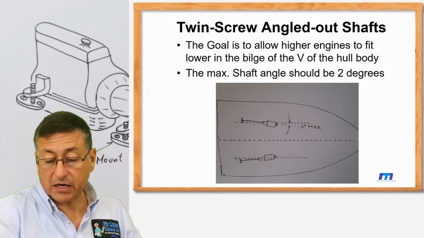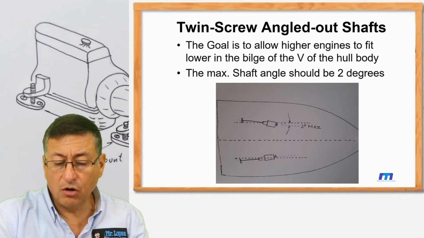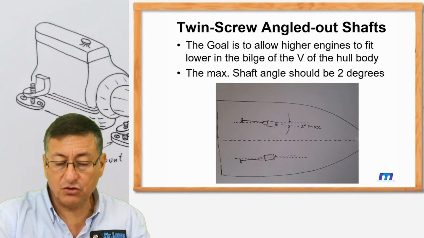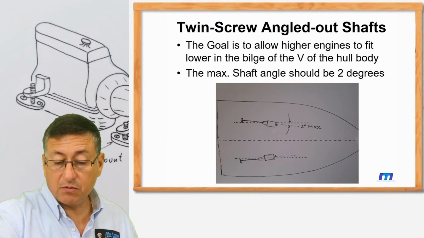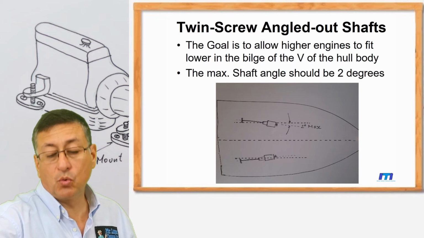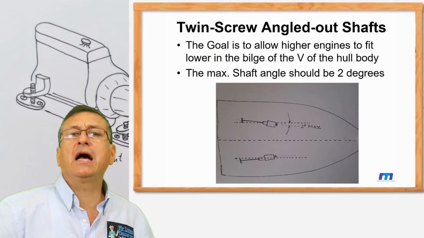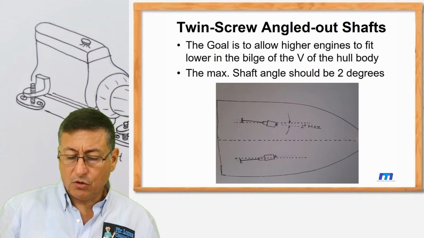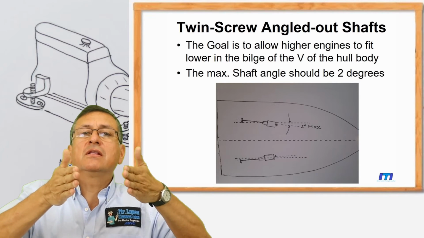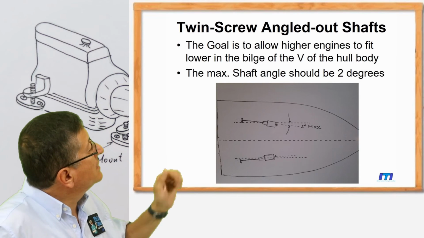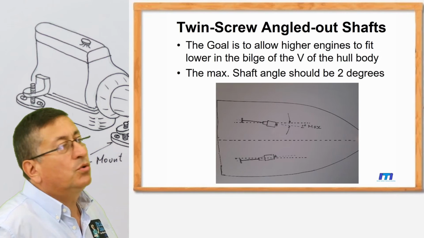What is the recommended angle of separation? The goal is to allow higher engines to fit lower in the bilge, especially in big holes. The maximum shaft angle should be 2 degrees, and normally those 2 degrees, the engines facing to the center of the boat, like this. This is the maximum separation, 2 degrees.